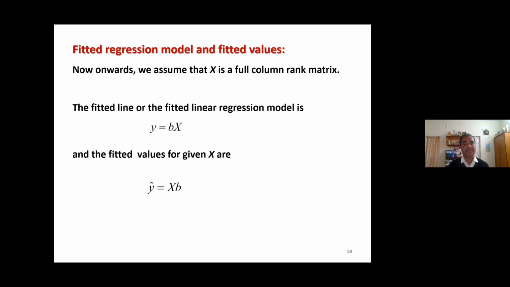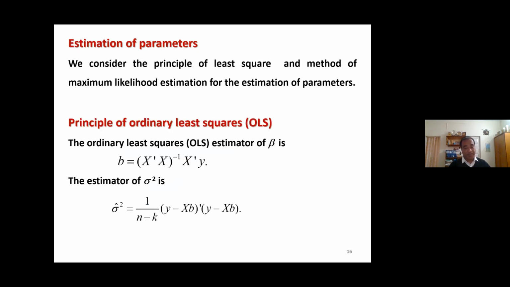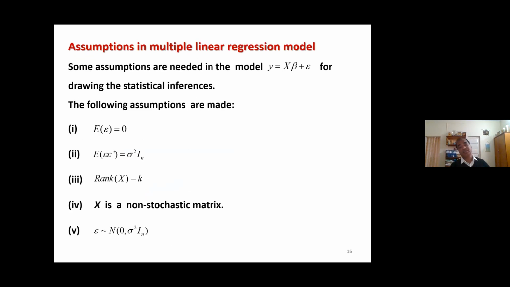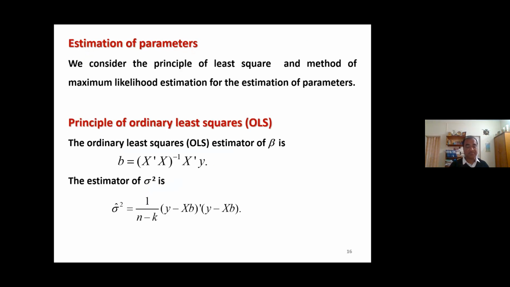Right. So from now onwards, we will simply assume that X is a full column rank matrix, because if you don't assume this, B cannot be found. One thing I can share with you is that this B, X transpose X whole inverse X transpose Y, is a very good estimator. It has all the nice statistical properties, but they will be valid only when these assumptions remain valid. If these assumptions are not valid, then this B is not a good thing.